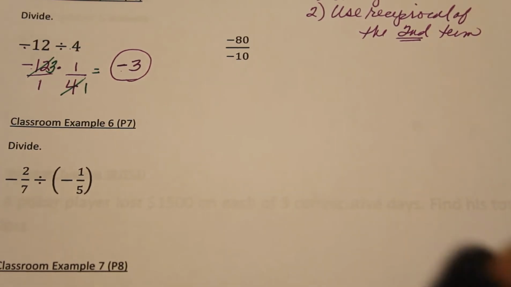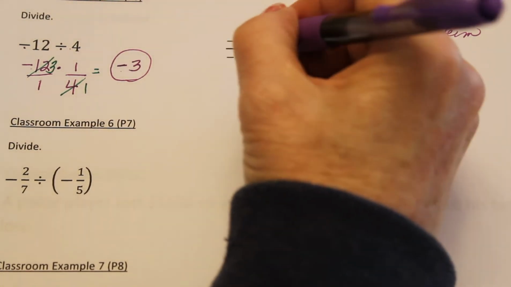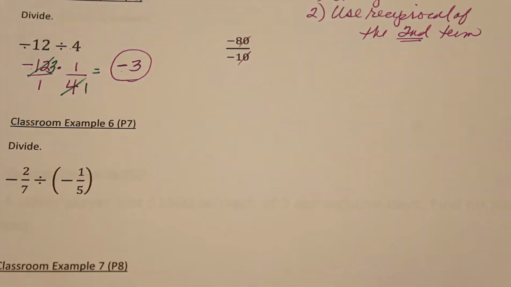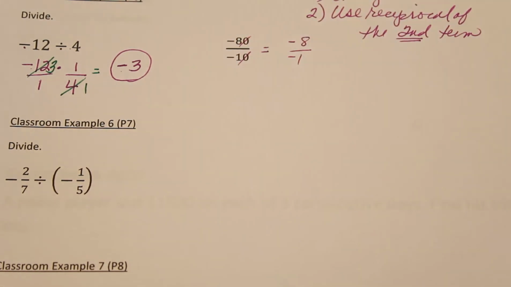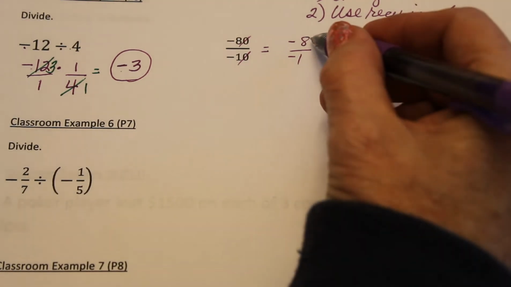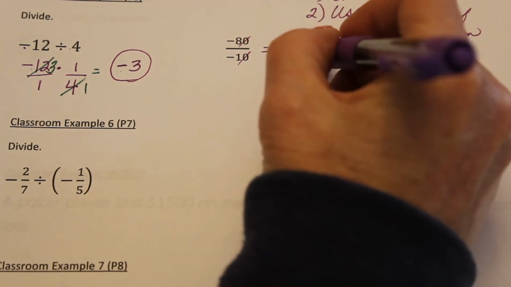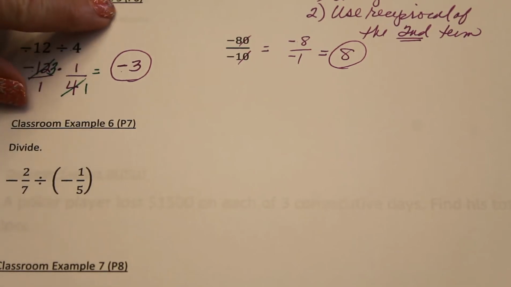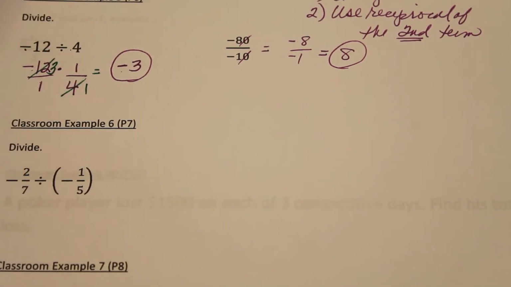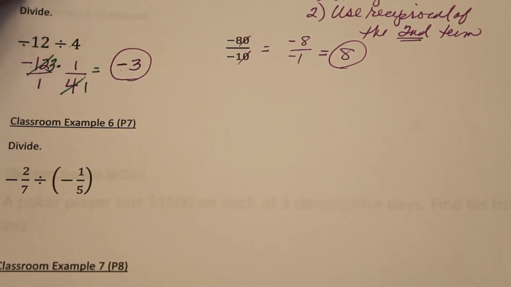Okay, here you see a fraction. Well, first of all, I can reduce both numerator and denominator by 10. So this is really like negative 8 over negative 1. Same signs. I'm dividing a negative by a negative. Negative divided by a negative is positive. So go ahead and try practice 6, 1.7, practice 6.